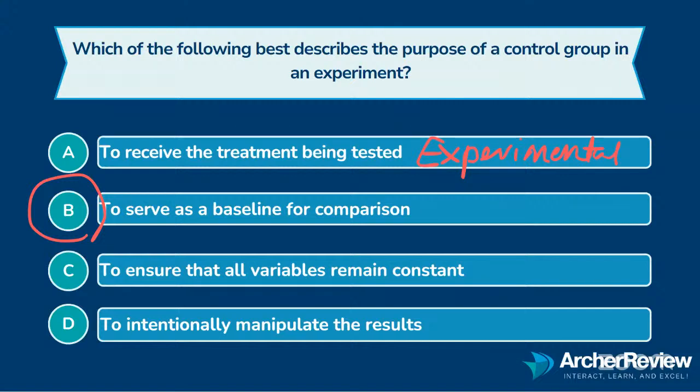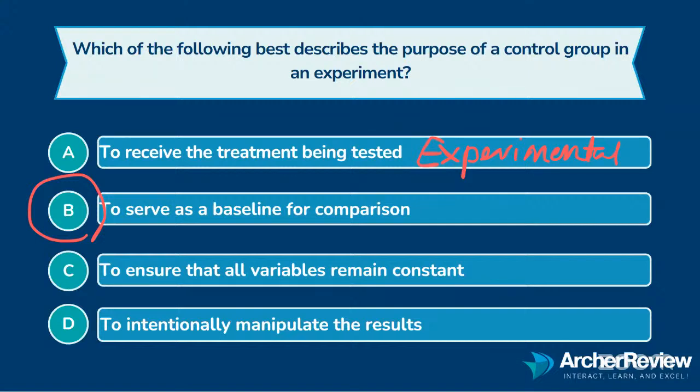C, to ensure that all variables remain constant. We definitely want our variables constant. Sticking with our migraine example, we don't want them to change a thing different from what they normally do. We want them to stick with their same diet, their same sleep, their same work schedule, their same everything, so that we can attribute any benefits to the medication.